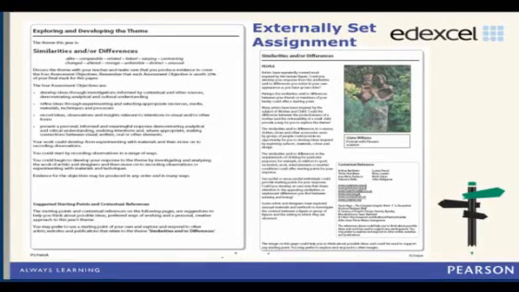You can find examples of the ESA past papers on the Edexcel website, and for the one I've shown you there, you'd be able to see all the other pages that are in the paper. I'm just showing you a little snapshot at the moment in this slide.